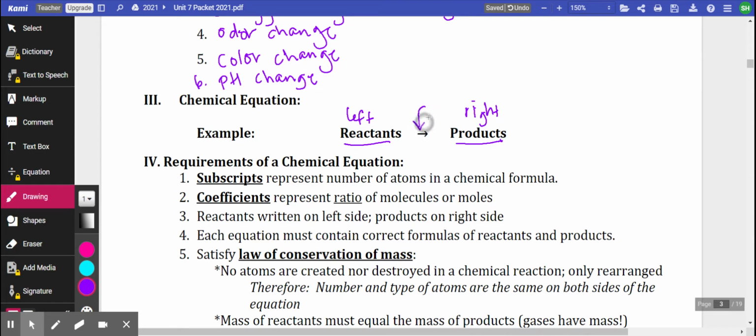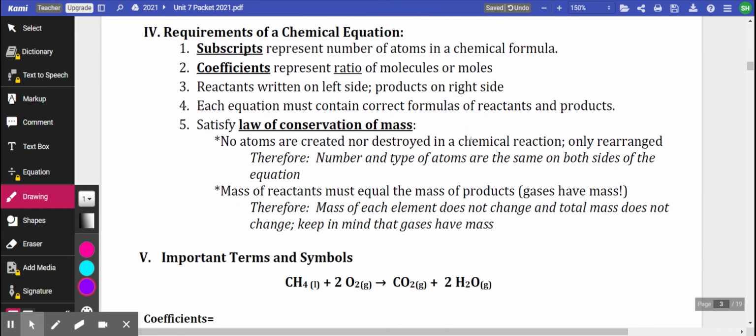In between, you have this arrow. This is called the yield sign. These two sides, the reactants and the products, are not equal to each other. The reactants react and form the products. In your chemical equations, we have some requirements.